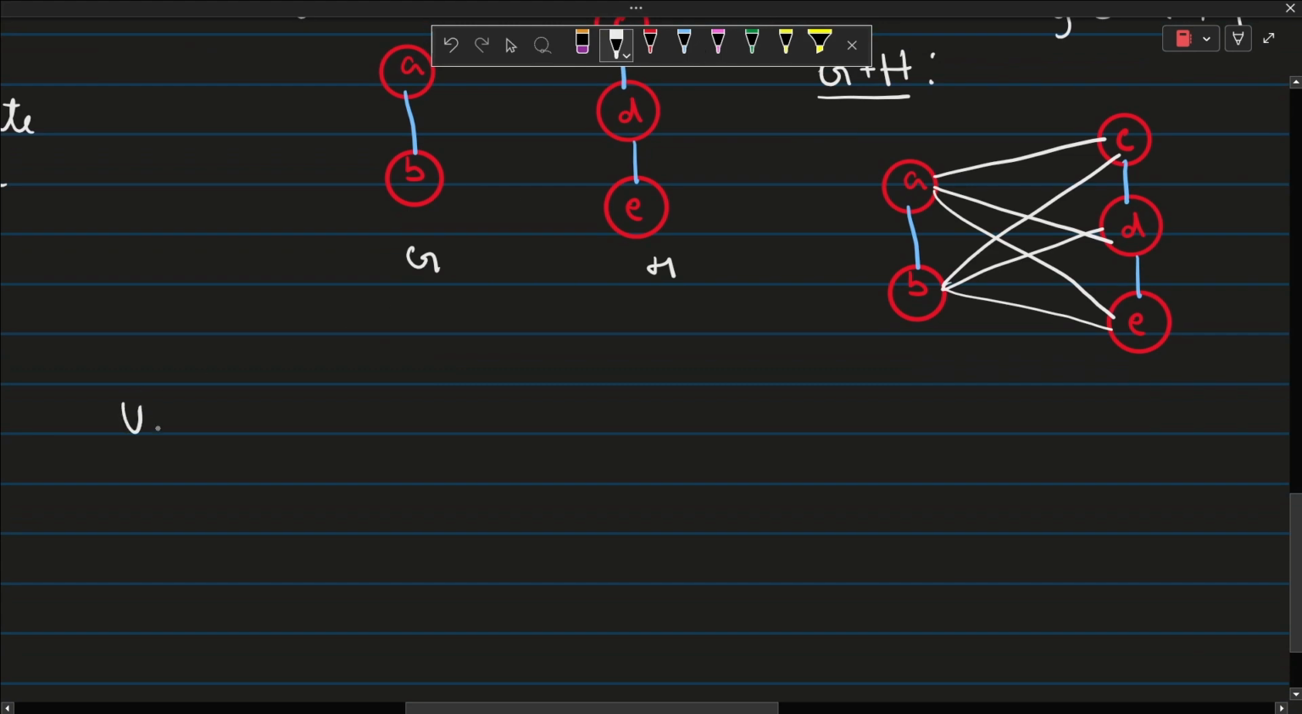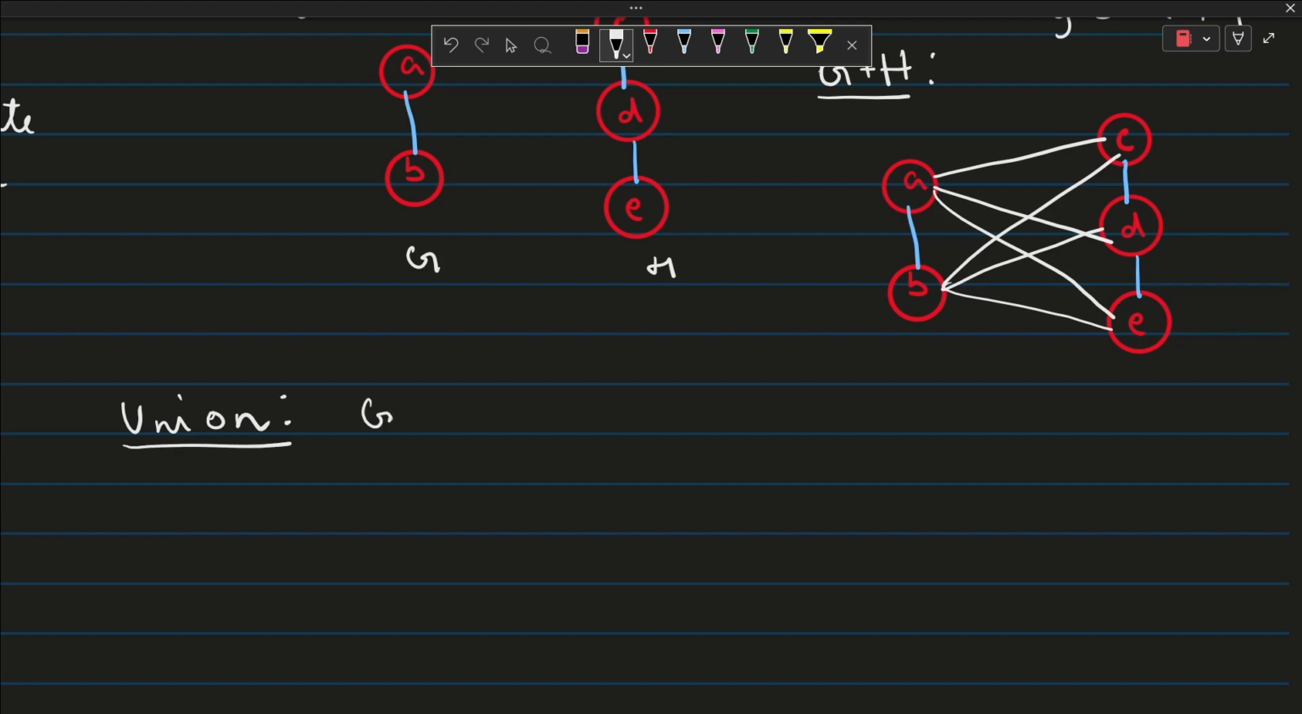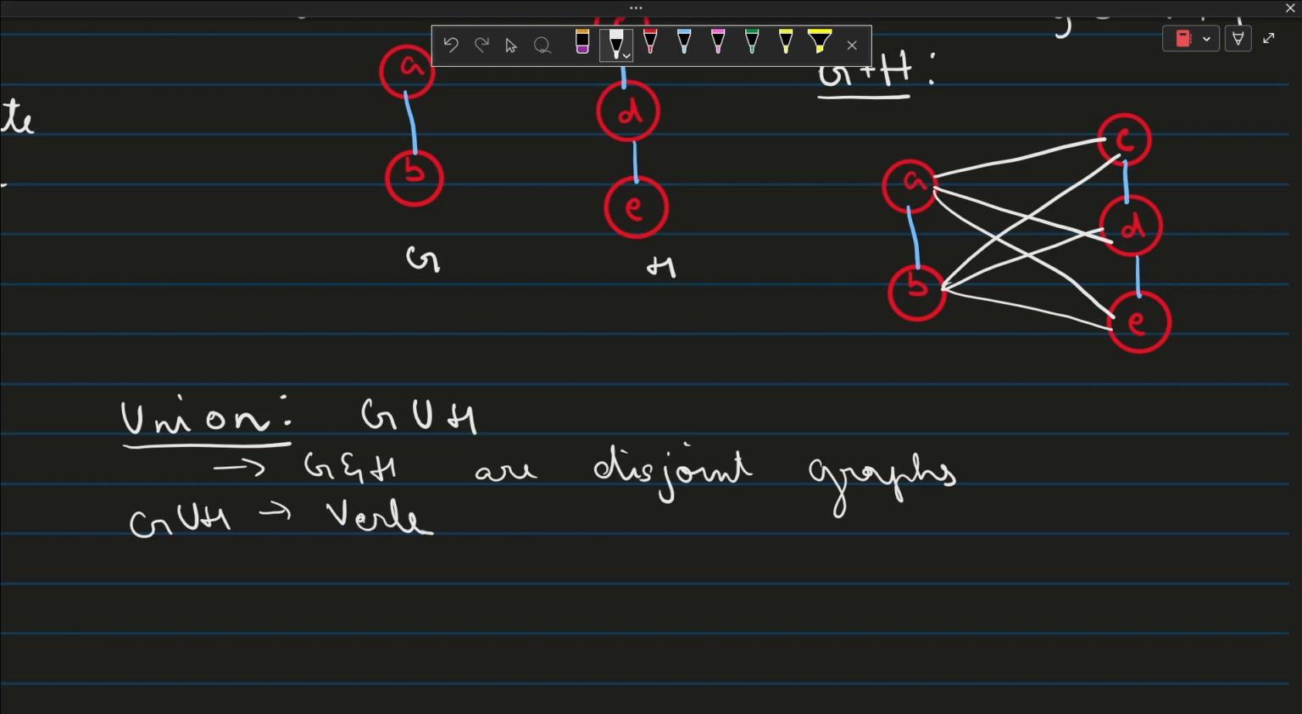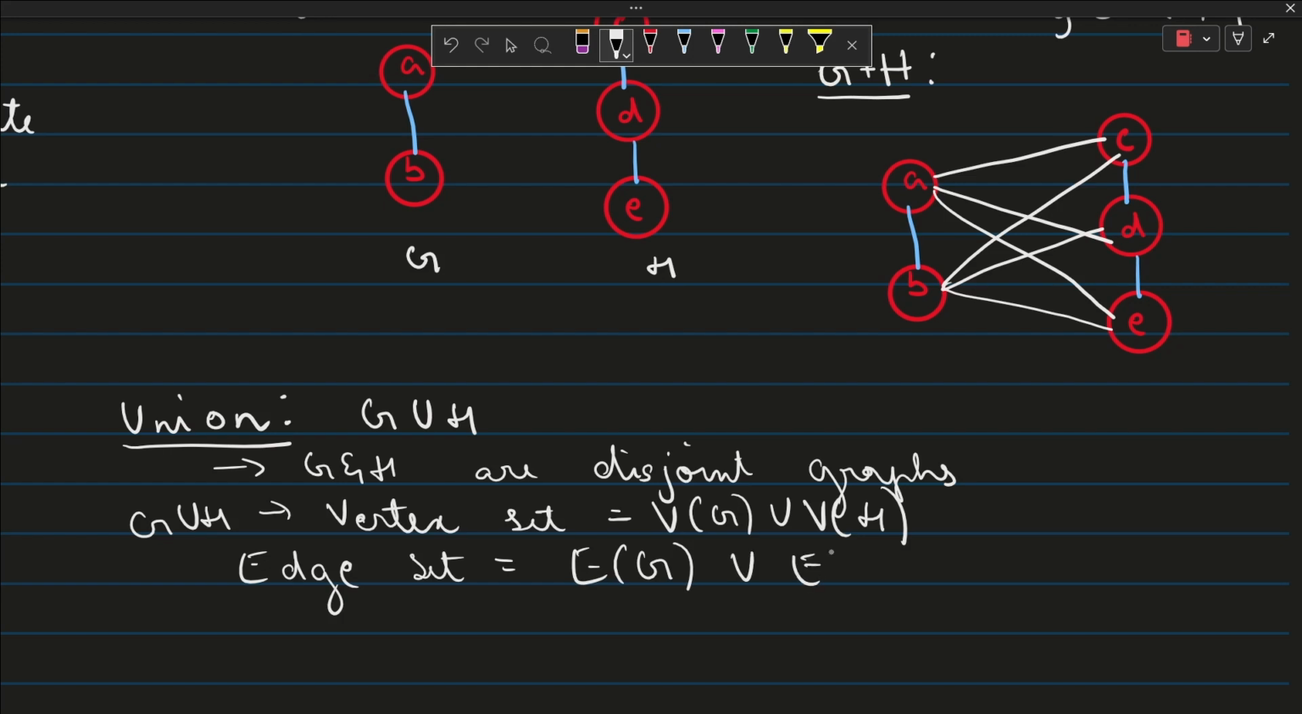Our next topic is union. What do you mean by the union G union H? Similarly, G and H are disjoint graphs, where G union H has vertex set V of G union V of H, which means it includes all the vertices of H and G, and the edge set has E of G union E of H.